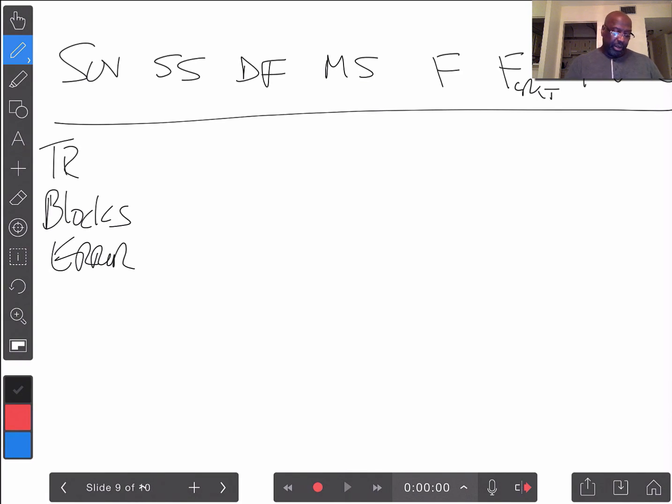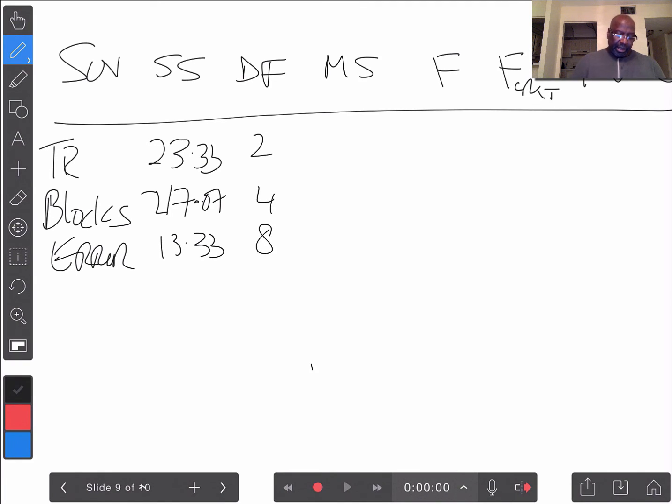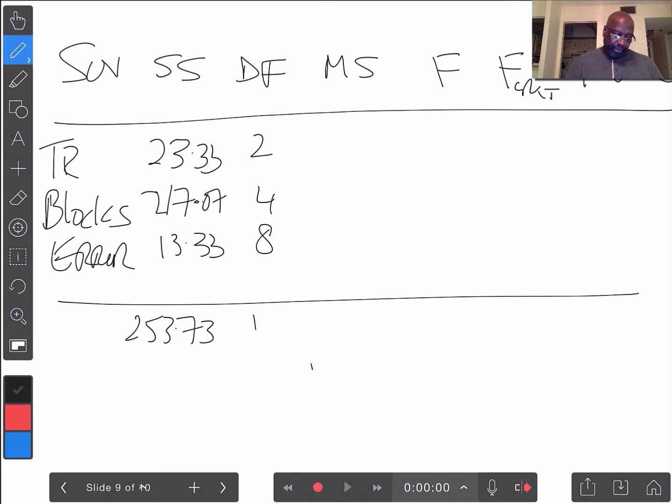For treatments, the SS value was 23.33. For blocks, it was 217.07. I had 217 earlier. And then we have 13.33 for error. Our degrees of freedom: k minus 1 is 2, b minus 1 is 4, and 4 times 2 gives us 8. The total SS is 253.73, and our total degrees of freedom will be 14.